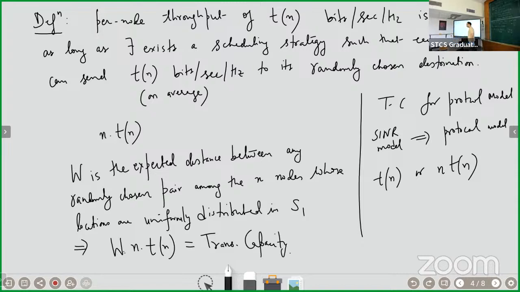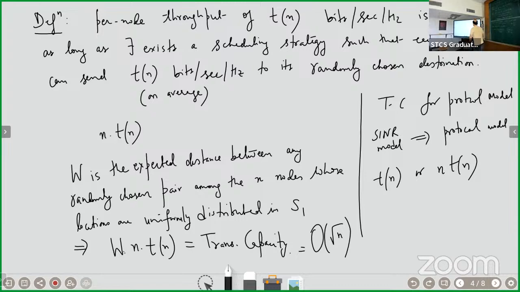Okay. This I know is order square root n. W is a constant that you can simplify. It doesn't go. So n times T of n is usually order square root n. So T of n, the per node throughput, is actually going to go down at the rate 1 by square root n. Network wide, I'm increasing at the rate square root n.